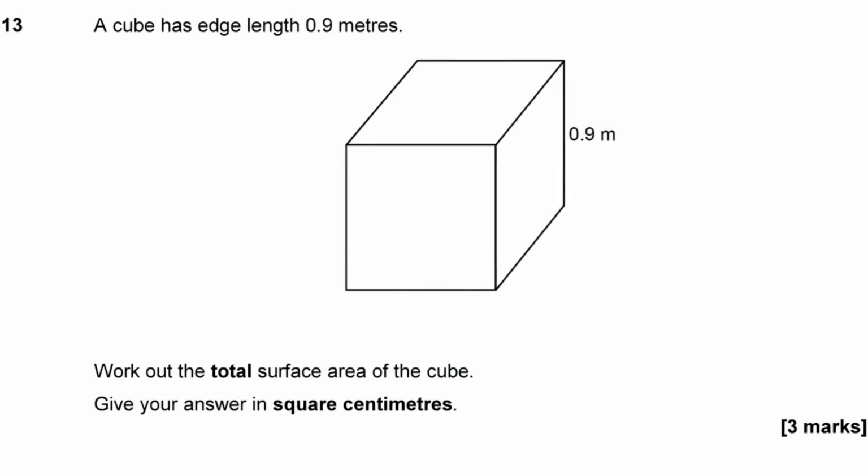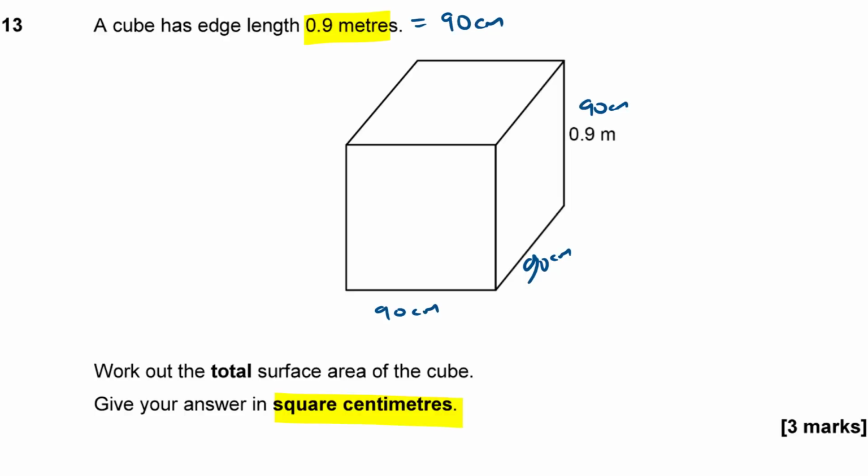Question 13. A cube has edge length 0.9 meters. Work out the total surface area of the cube. Give your answers in square centimeters. Okay, so notice first that that's in bold, and normally things in bold are there because students will otherwise not see them. So just take extra care when things are in bold. This measurement is in meters, so we need to convert that into centimeters first. So let's convert that to 90 centimeters. So this is 90 centimeters by 90 centimeters by 90 centimeters.